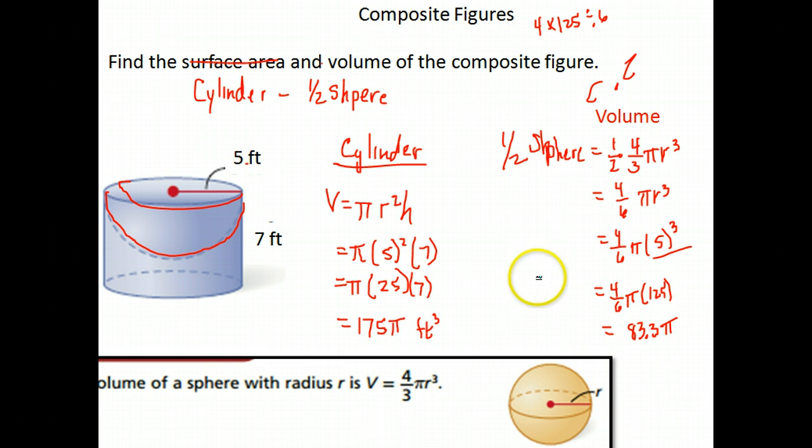So what's the volume of our composite figure? Remember, we were supposed to take the cylinder, which was 175 pi, minus half of the sphere, which we found to be 83 1/3 pi, or 83.3 if you prefer decimals. We just subtract 175 minus 83 1/3, which gives us 91 2/3, or 91.7 pi, and that would be in feet cubed.